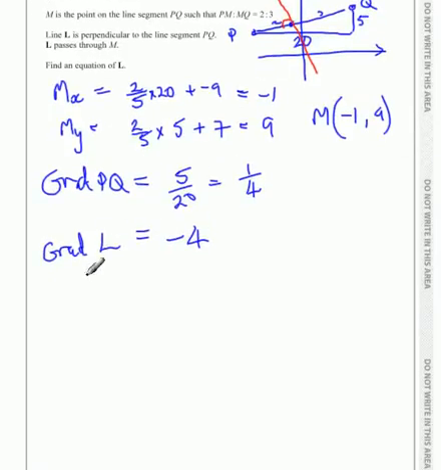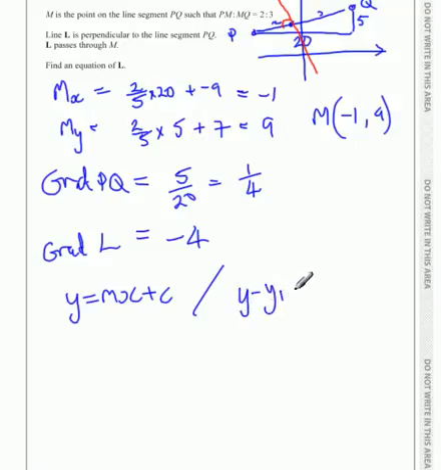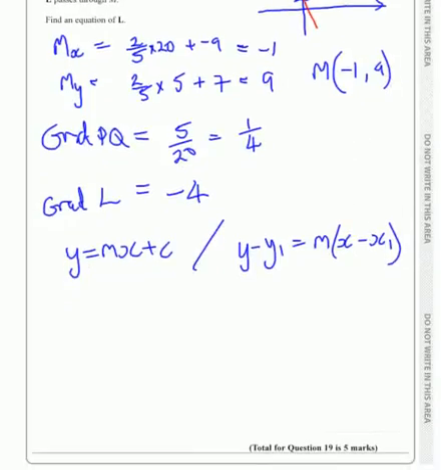Now we can use our equation of the line. So we can either use y equals mx plus c, sub in our value of m, which is our gradient here, sub in the points for x and y here, and work out c. Or we can use y minus y1 equals m(x minus x1). Either of those two is going to give us the same answer as we work this through. My preferred one is this one here, but we'll work through both and compare them just to check that they both work.